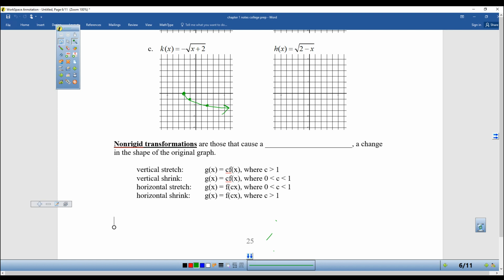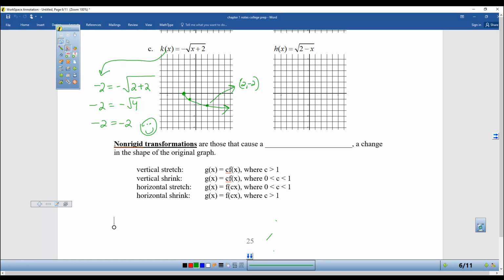I used all my rules, but I am going to quick check. That point right there is 2, negative 2. So I'm going to plug that in. Negative 2 goes in the f of x, right? In this case, k of x is equal to negative, and then the x goes right there, 2 plus 2. Look at that. It just took me a second to check it. Negative 2 is equal to negative 2. I feel good.